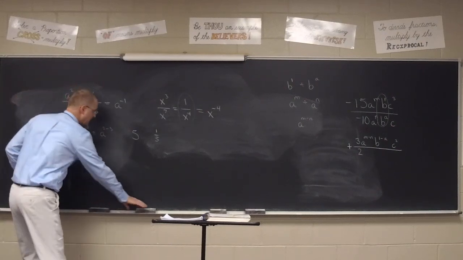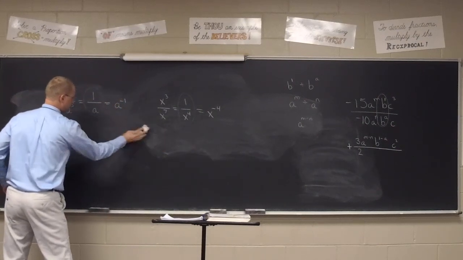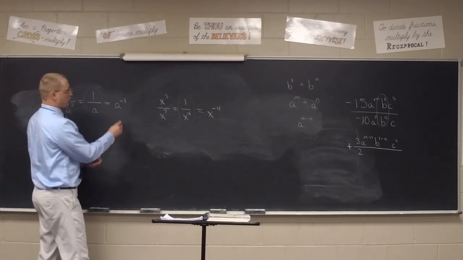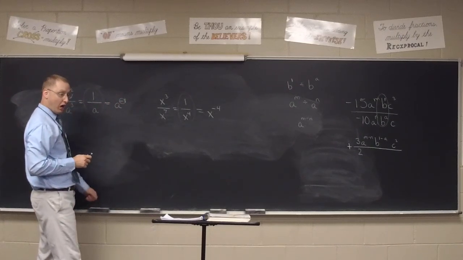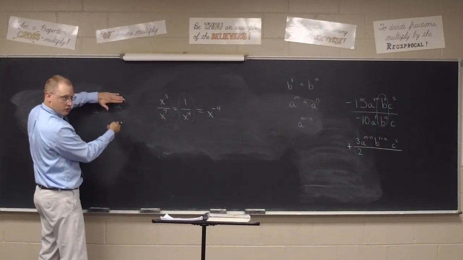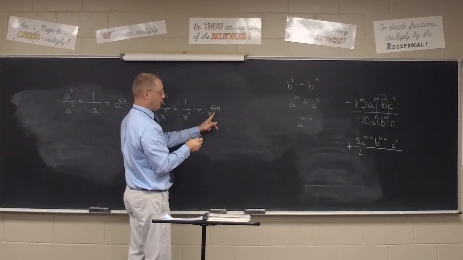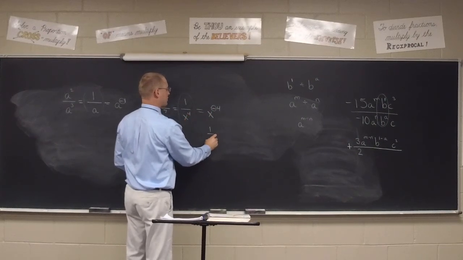Write that statement in your notes. Negative exponent means reciprocal. So literally, a to the negative first means the reciprocal of a to the first, or the reciprocal of a. This means the reciprocal of x to the 4th, or 1 over x to the 4th.